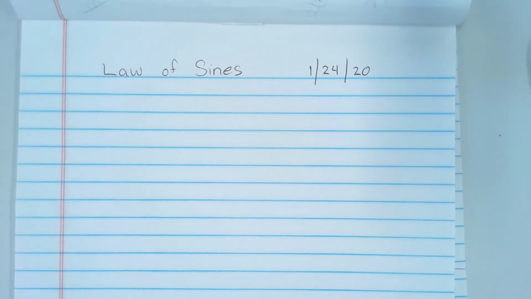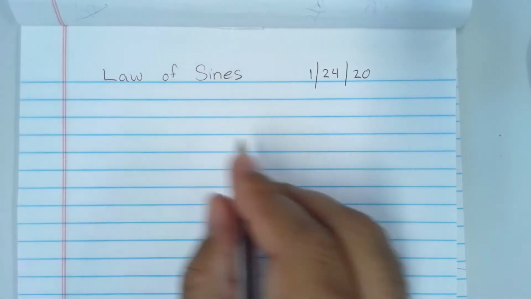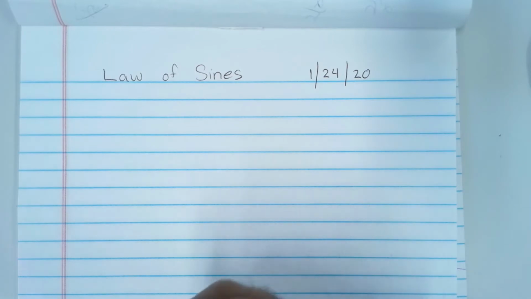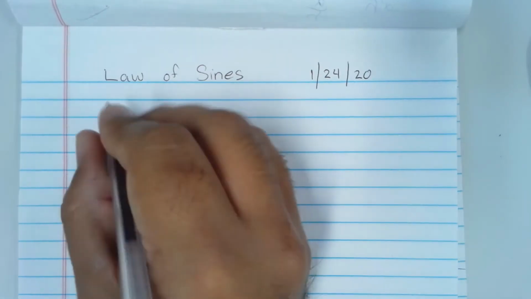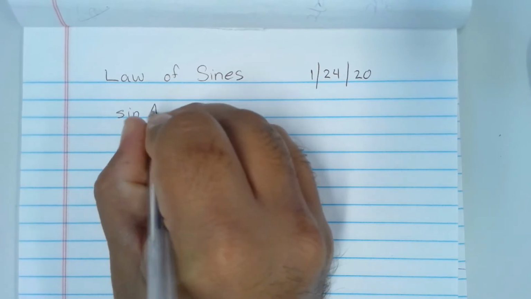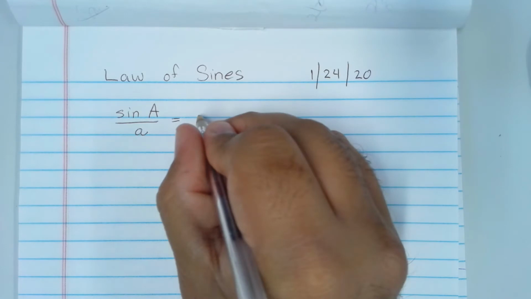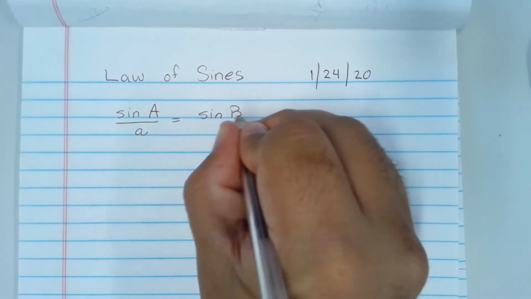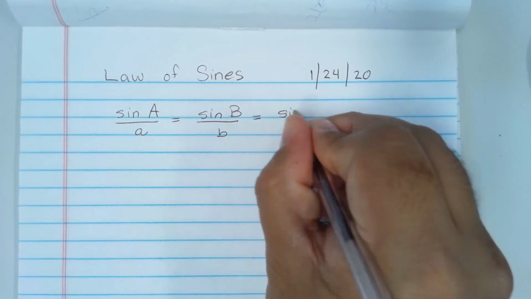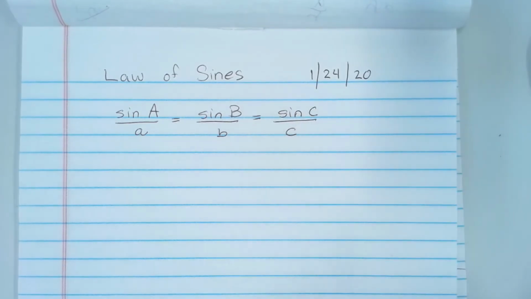All right, class. What we're covering today is called the law of sines. There's a formula for it, which is very easy to memorize. It says sine of A over little a is equal to sine of B over little b is equal to sine of C over little c.